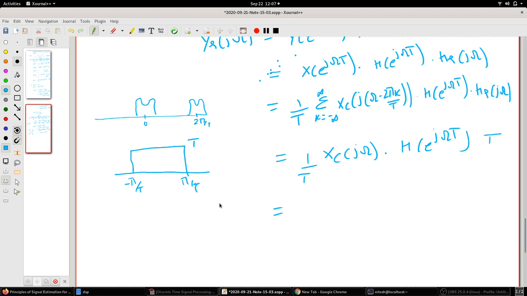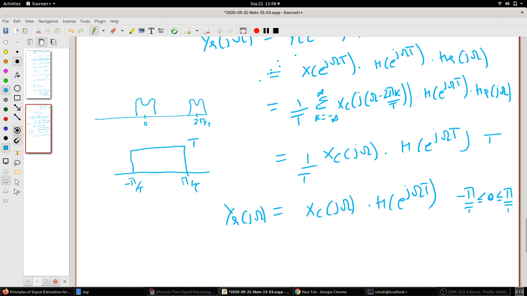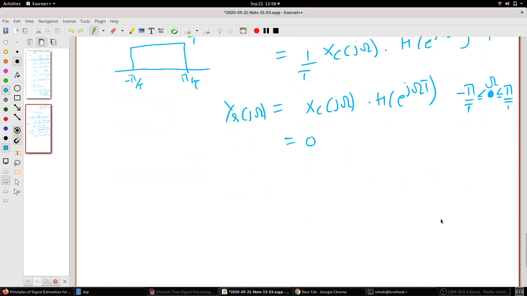So what you end up with is Yr(jω) equal to Xc(jω) into H(e^{jωT}) for ω between minus π/T and π/T. For everything else it will be 0. Okay, so this is what you will get.